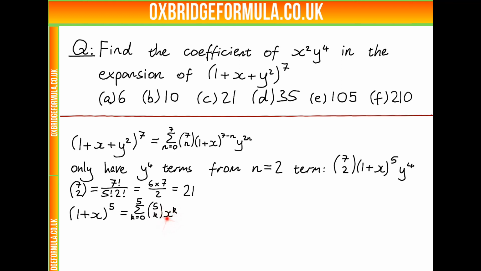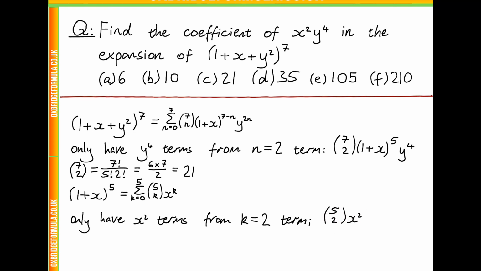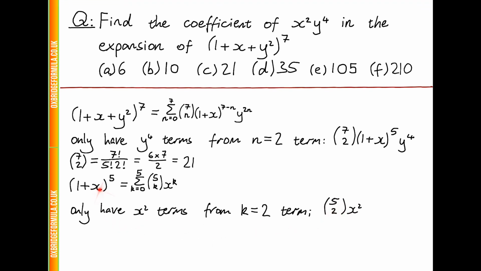So where will the x squared terms come from? Well, they'll come in when k is equal to 2. So we can see that when k equals 2, the coefficient will be 5 choose 2. And now we just need to evaluate 5 choose 2. So we can use the formula for the choose function. That's 5 factorial divided by 3 factorial times 2 factorial. And again, we can rewrite this as 4 times 5 divided by 2, which is just equal to 10.